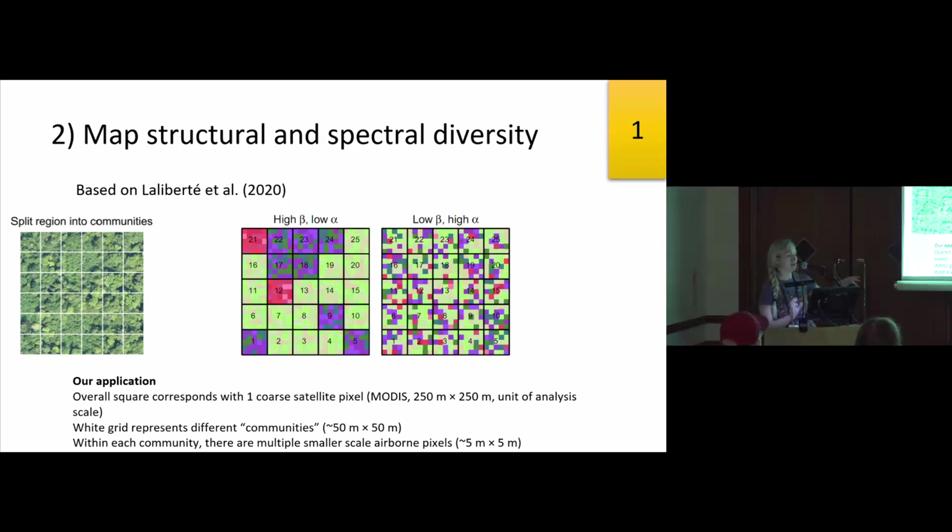So, just for a little bit more background, for beta and alpha, you can see that all of these different communities that have multiple pixels in them are very different from each other. So that would be high beta diversity, but within the actual communities, they're very similar. So that would be low alpha diversity. And then the flip side of that is the communities are very similar to each other, but very diverse within one another. So like I said, kind of confusing. Please feel free to ask me questions.